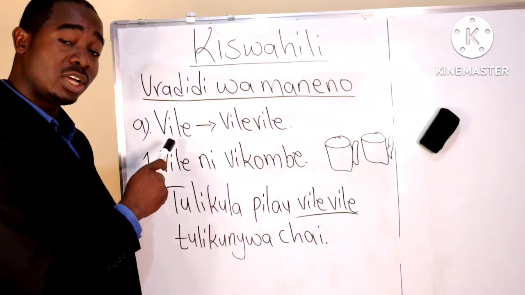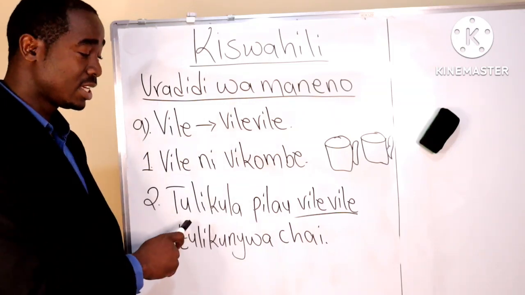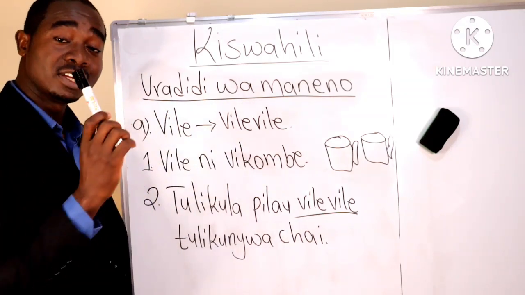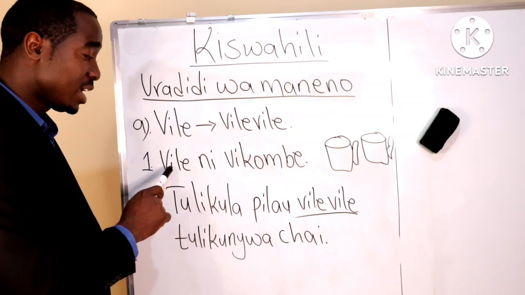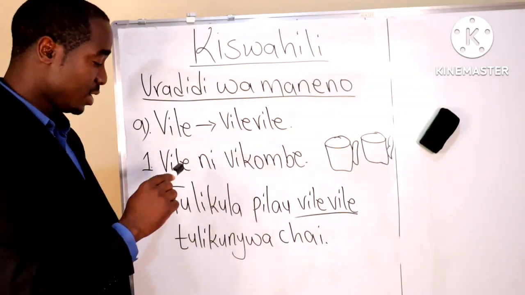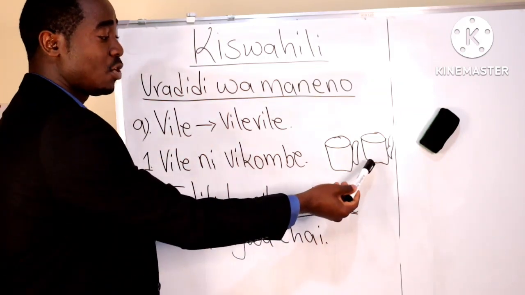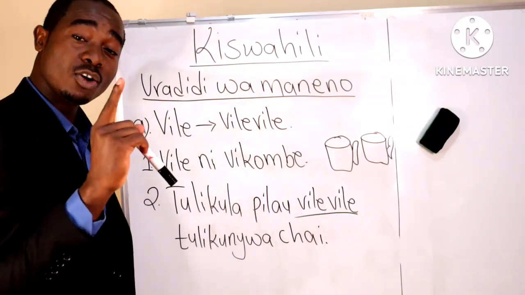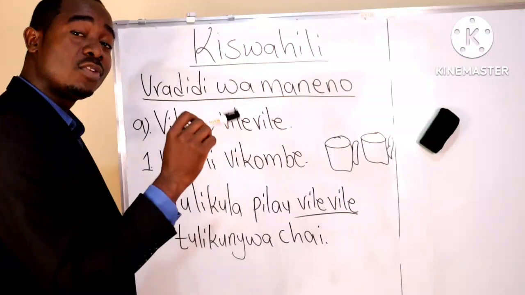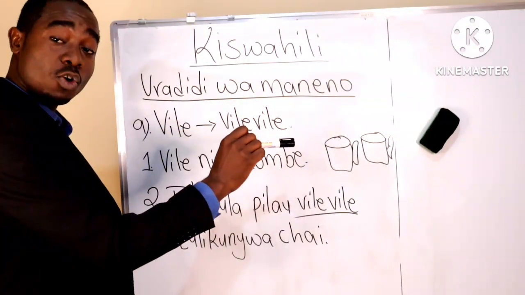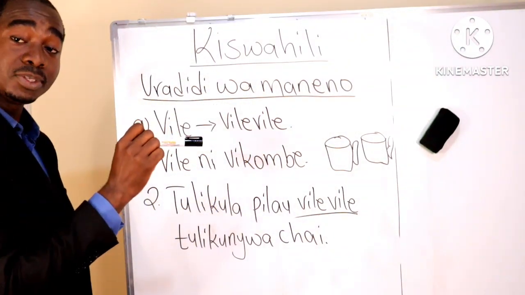The first example is talking about vile. The second example is talking about vile vile. Sawa. Vile ni vikombe. One, kikombe. Two, vikombe. Vile ni vikombe. Those are cups.